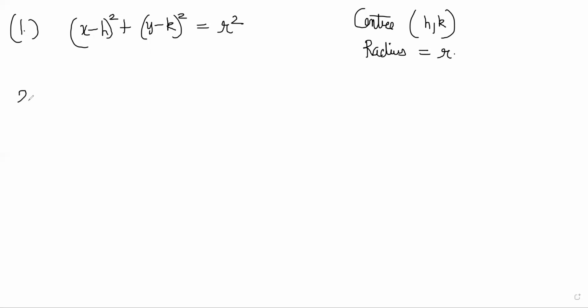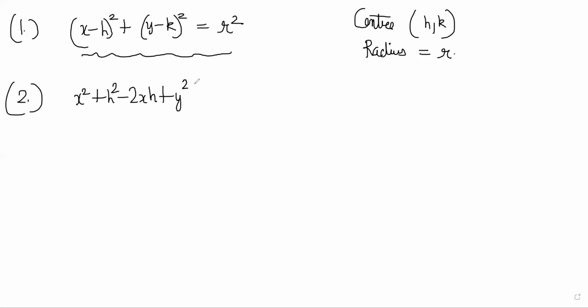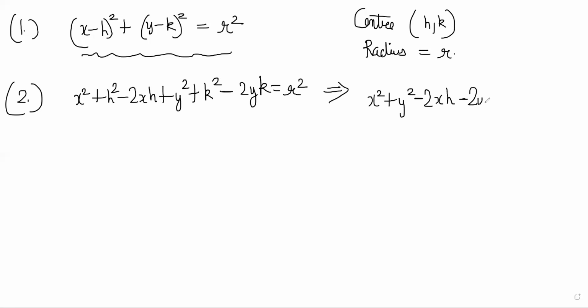Now, if I expand this equation a little bit, let's see what happens. It is x square plus h square minus 2xh plus y square plus k square minus 2yk is equal to r square. And rewriting it on one side, we get x square plus y square minus 2xh minus 2yk plus h square plus k square minus r square is equal to 0, right?